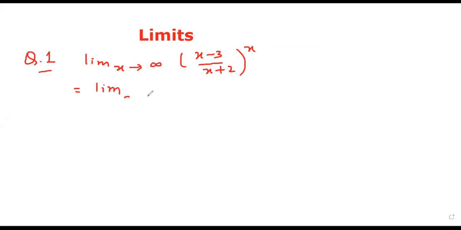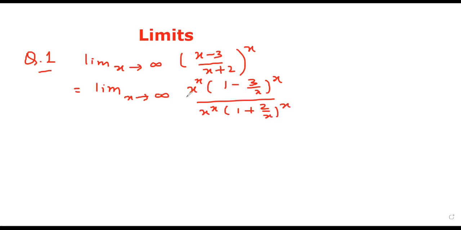Limits. Question number 1. Limit x tends to infinity, (x minus 3 divided by x plus 2) whole power x, equal to limit x tends to infinity. We can take common x from here, so x power x times (1 minus 3 upon x) whole power x, divided by x power x in denominator also. So (1 plus 2 upon x) power x.